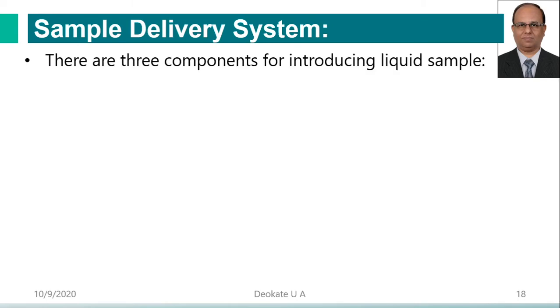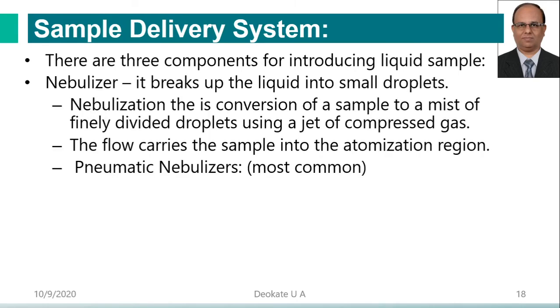Now, the first component is your sample delivery system. There are three components for introducing the liquid samples. One is your nebulizer. It breaks up the liquid into small droplets. In the nebulizer, there is a small nozzle, okay, which will convert the liquid into small droplets. Nebulizing is the conversion of sample into the mist. Mist, that is fog or small droplets, or finely divided droplets, into a jet of compressed gas. By using this jet of compressed gas, the flow carries the sample into the atomization region.